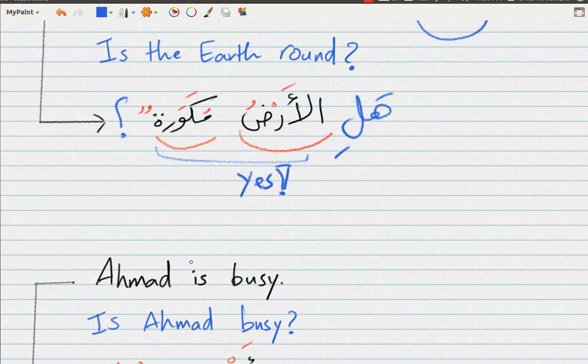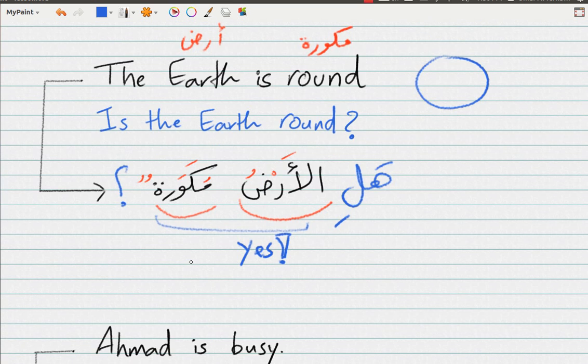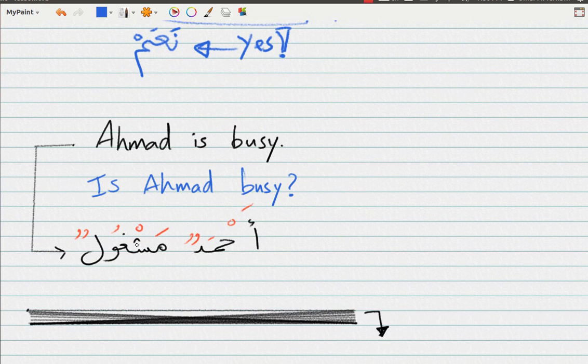Next. Of course, yes in English is نعم in Arabic. So if anyone asks you هل الأرض مكورة, you better say نعم and not yes. Alright, next.